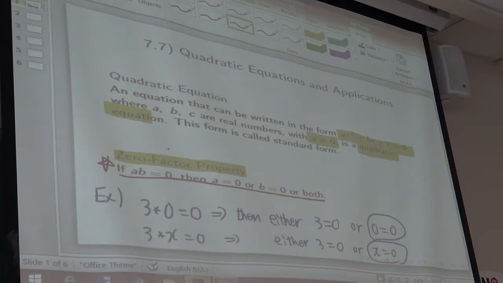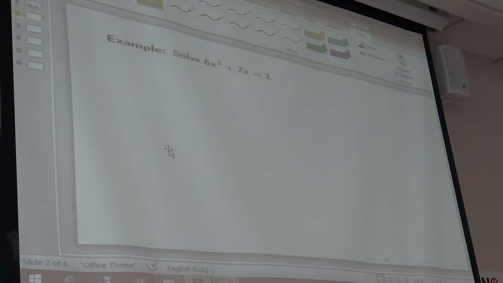Now let's use this in the following example. Now we solve 6x squared plus 7x is equal to 7. To solve means we find the x value. The first person will get 1 point. Find x, which satisfies this.